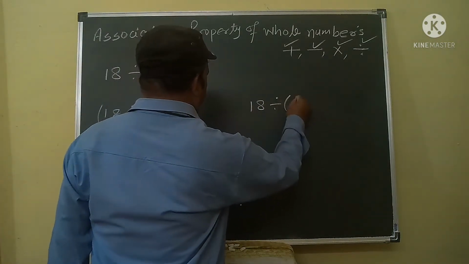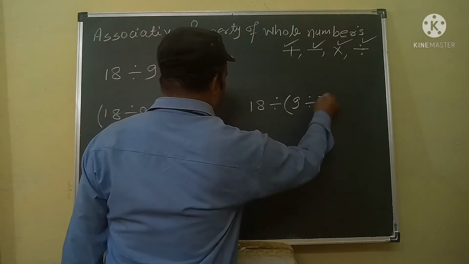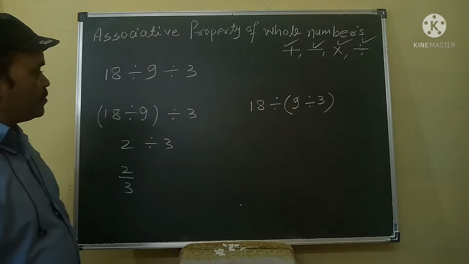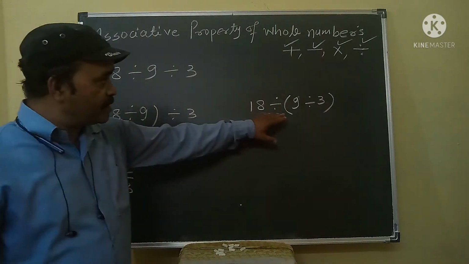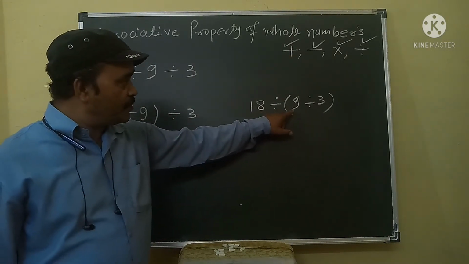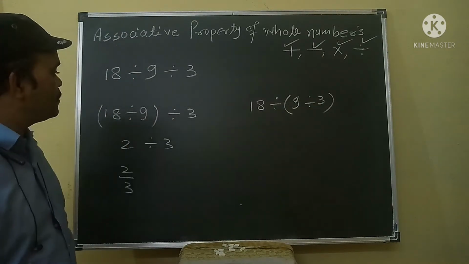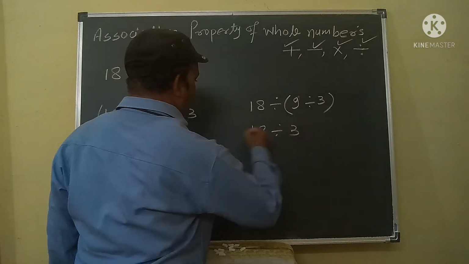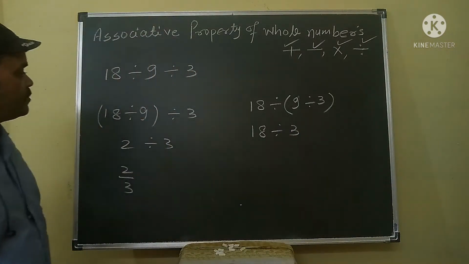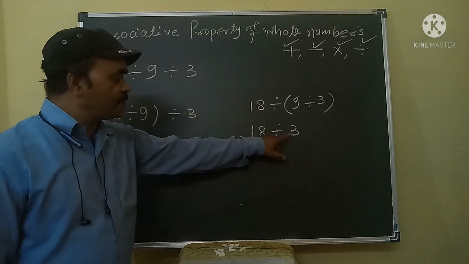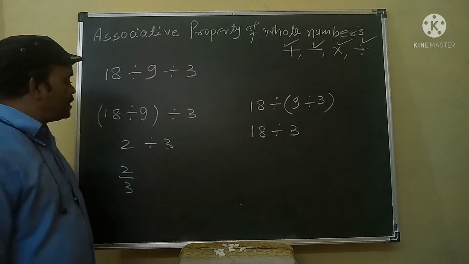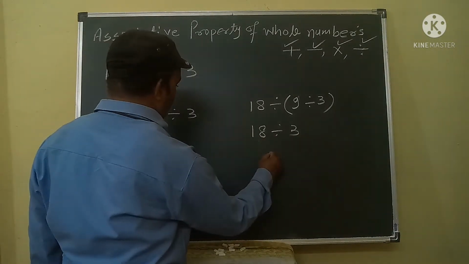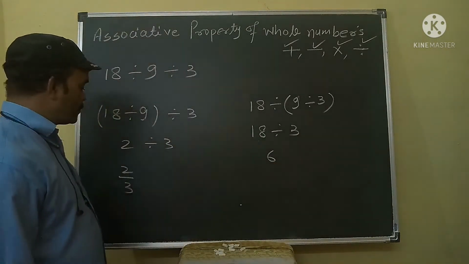In the second method, we will make the group of 9 and 3, so 18 divided by (9 divided by 3). 9 divided by 3 gives 3. And 18 divided by 3 is equal to 6.